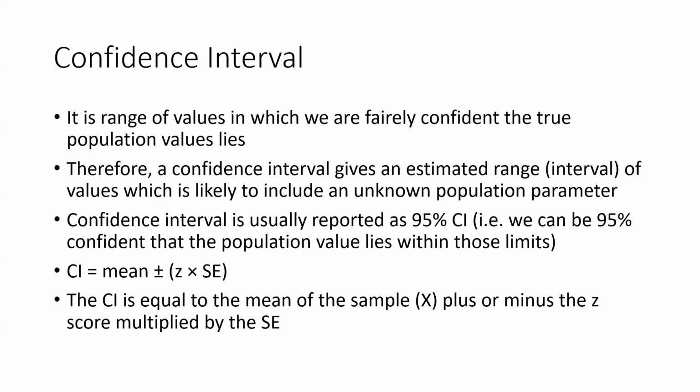Now next is confidence interval. It is a range of values in which we are fairly confident the true population value lies. Therefore, the confidence interval gives the estimated range of values which is likely to include an unknown population parameter. So the confidence interval is usually reported as a 95% confidence interval. The confidence interval is equal to the mean of the sample plus or minus the Z-score multiplied by the standard error.